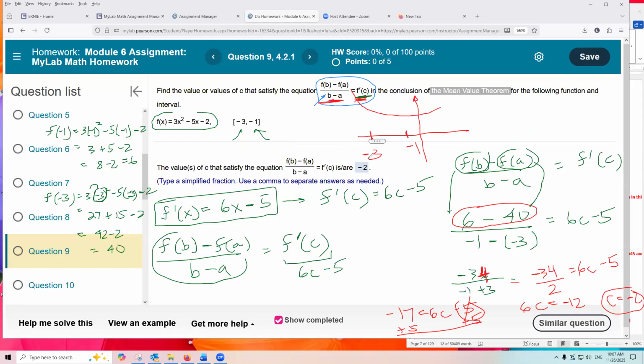We found the slope of this line to be negative 17, right? When we worked this out, it was negative 17. So the slope of this straight line connecting these 2 points is negative 17. But what we found is if you go to c equals negative 2 and think about the slope of the tangent line, I'll do that in blue, the slope of the tangent line is also negative 17.